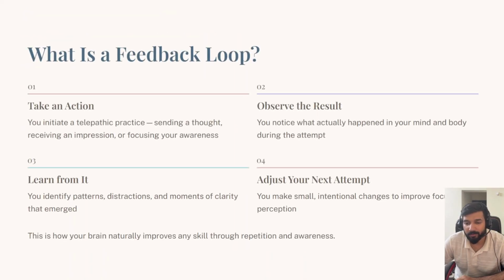First of all, what is a feedback loop? A feedback loop is a simple process. You take an action, you observe the result, you learn from it, and you adjust your next attempt. Then repeat. This is how your brain naturally improves anything.